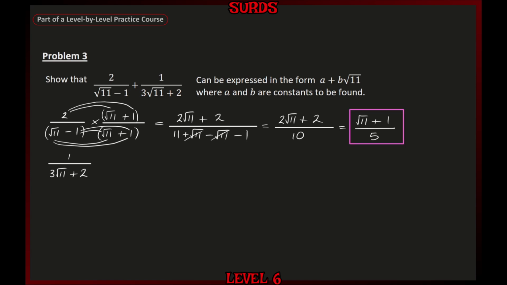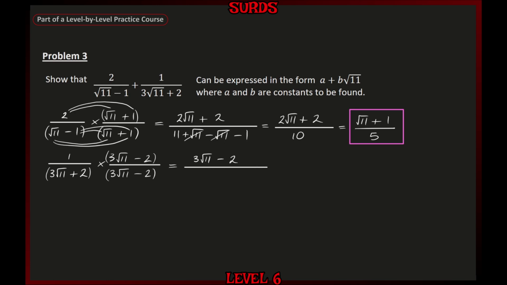Moving on to the second fraction, we can also rationalise this, and we can do this by multiplying by the conjugate of 3 root 11 plus 2, and that's 3 root 11 minus 2, which again we're going to do to the top and bottom of the fraction, and just make sure that any necessary parts are in brackets. So starting with the numerator, 1 times 3 root 11 minus 2 is just going to give us 3 root 11 minus 2, because multiplying anything by 1 doesn't change it at all.